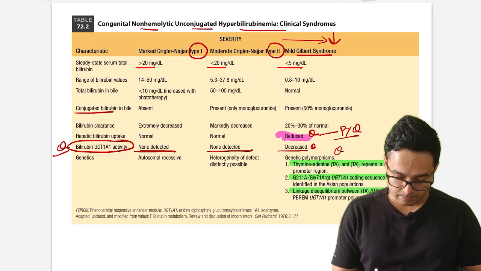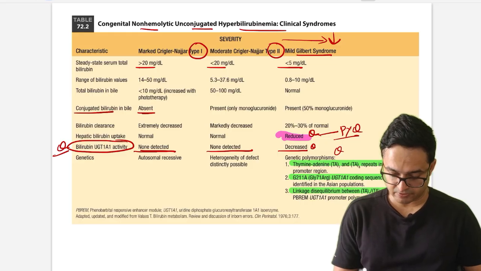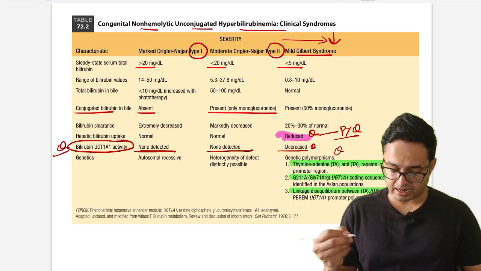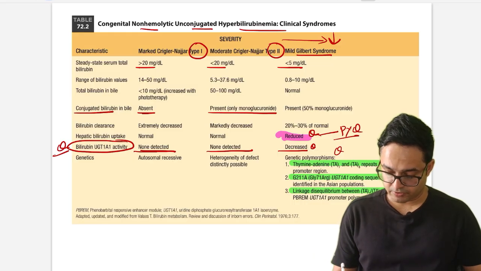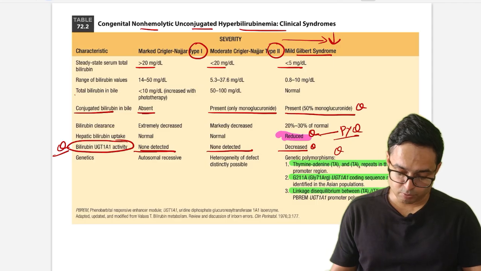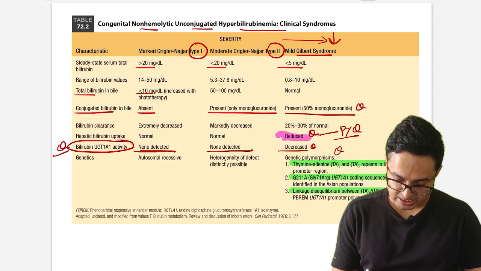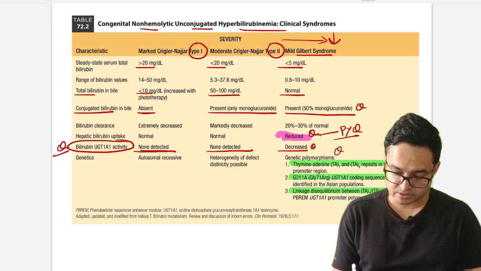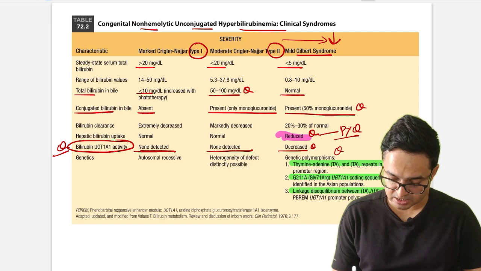Conjugated bilirubin in bile is absent in type 1, present only as monoglucuronide in Crigler-Najjar type 2, and 50% monoglucuronide is seen in Gilbert syndrome, again very important. Total bilirubin in bile is less than 10 in type 1, 50 to 100 milligram per deciliter in type 2, and normal in Gilbert. So the maximum total bilirubin in bile is found in Crigler-Najjar type 2.